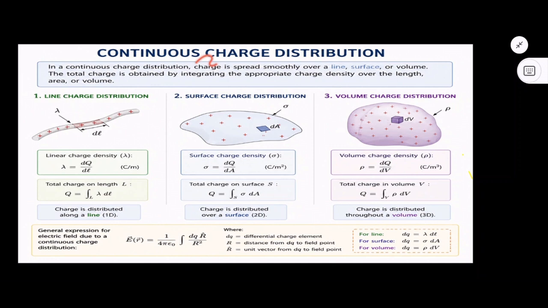So today's topic of discussion will be continuous charge distribution. Now what is this topic about and why do we need to study this? Till now we have been dealing with two charges Q1 and Q2 and finding the force or electric field due to two charges. What if we have a number of charges Q1, Q2, Q3 and so on? We applied the principle of superposition for that, right?